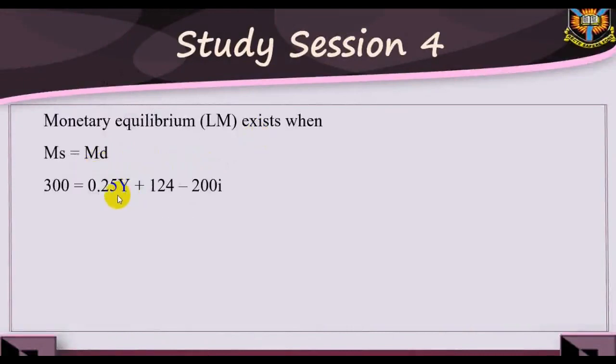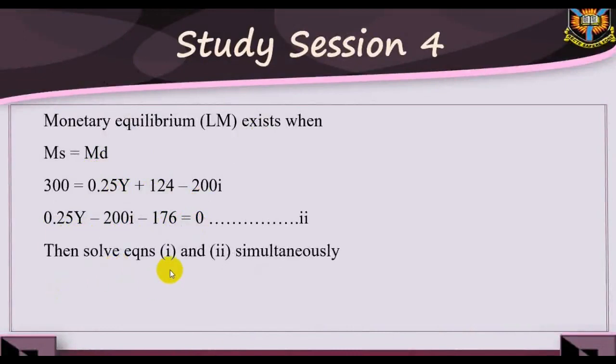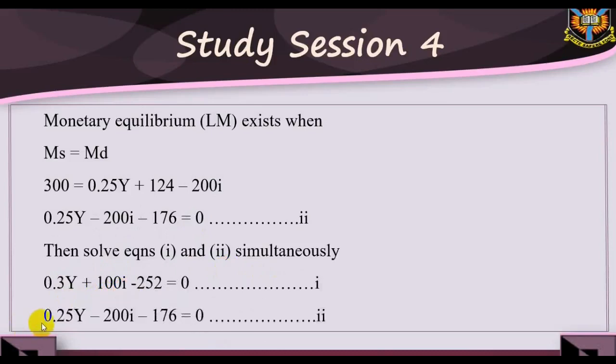Monetary equilibrium LM exists when MS equals MD. 300 equals 0.25Y plus 124 minus 200i. 0.25Y minus 200i minus 176 equals 0. That's equation 2. Then solve equations 1 and 2 simultaneously. 0.3Y plus 100i minus 252 equals 0. Equation 1. 0.25Y minus 200i minus 176 equals 0.